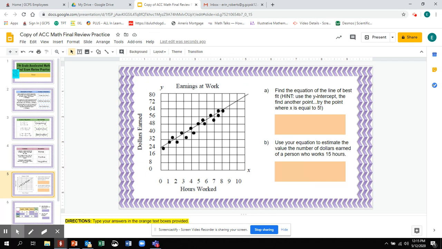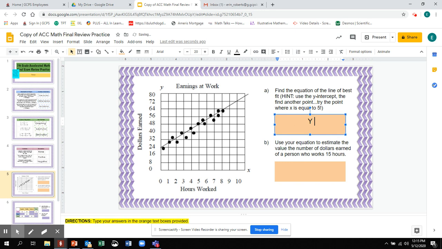Now let's look at our scatter plot with our line of best fit. The first thing we need to do is find the equation of the line of best fit. And so we know that when we find the equation of the line of best fit, we're always writing it in the form y equals mx plus b. Well, we need to figure out what m equals, and m stands for slope, and we also need to figure out what b equals, and b stands for y-intercept.